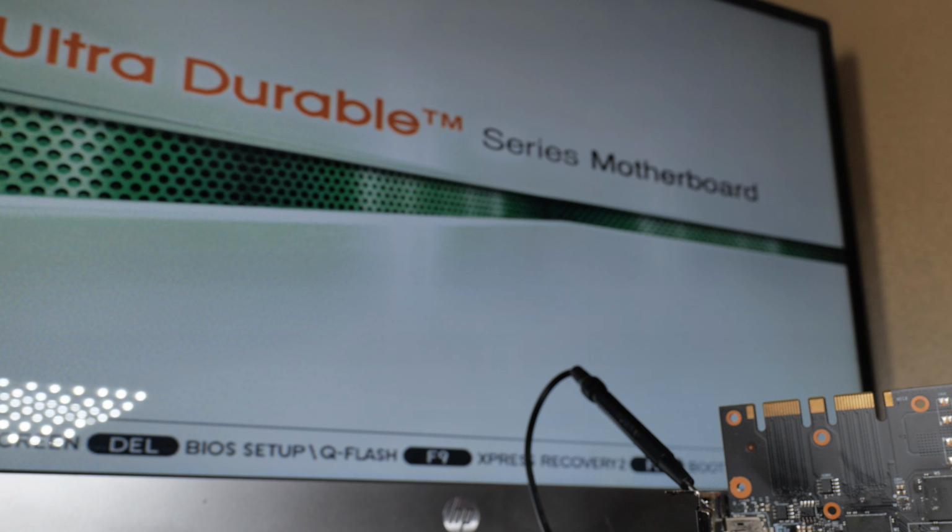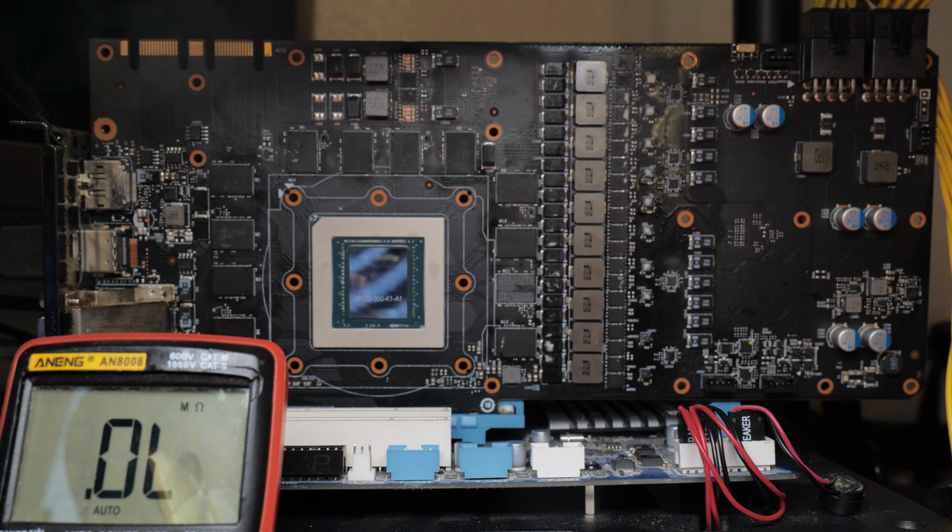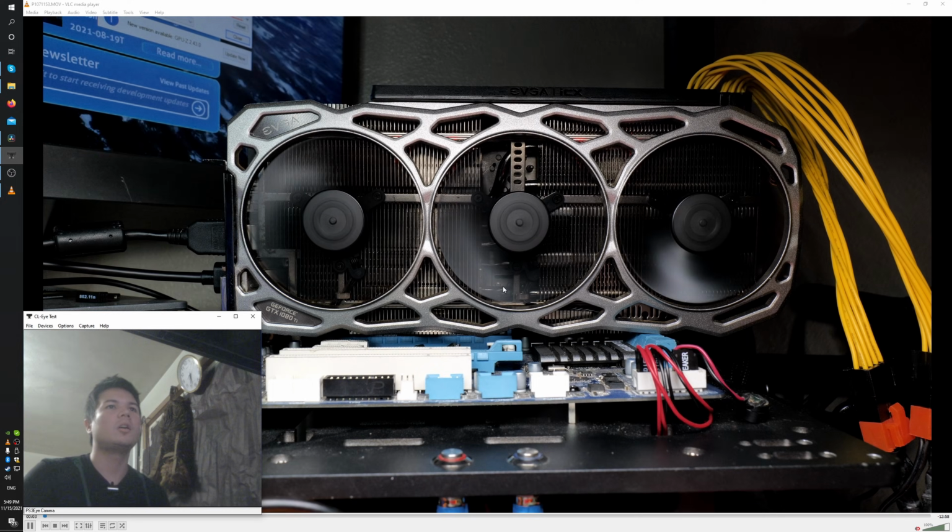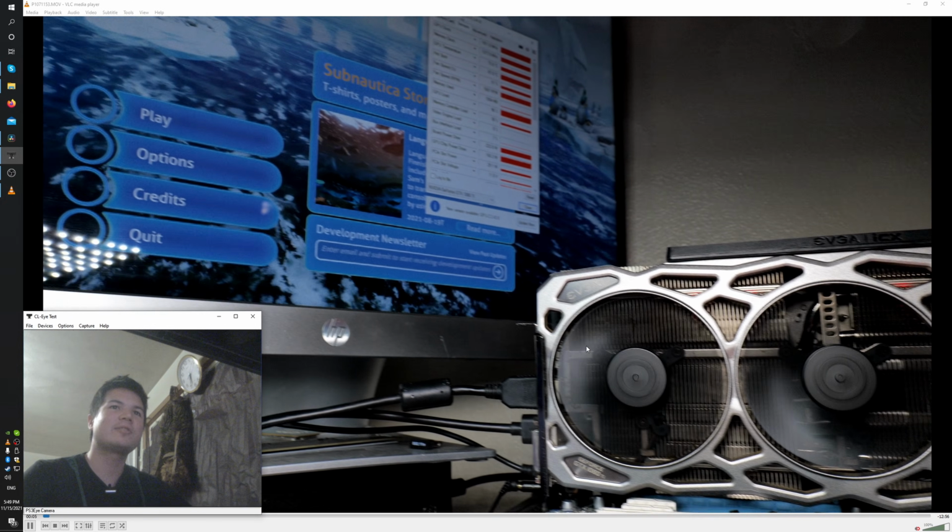And as you can see, we have a BIOS splash screen. So the card is now in a bootable state. Let's go ahead and put it back together and stress test it. Okay, so you can see the card's running game. It's a pretty nice looking card if you ask me.